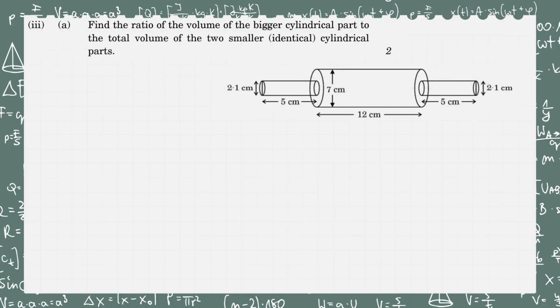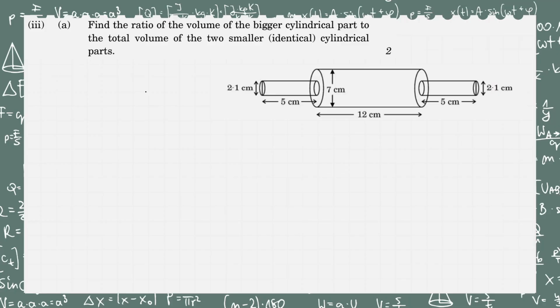Now, let us go to the third one. Third one has two choices. The first one is find the ratio of the volume of the bigger cylindrical part to the total volume of the two smaller identical cylindrical parts. So, the bigger cylindrical part's volume is already ready with us. Okay, we have already calculated it in part 1. But the smaller cylindrical parts' total volume we haven't found yet. So, we have to do that now, right?